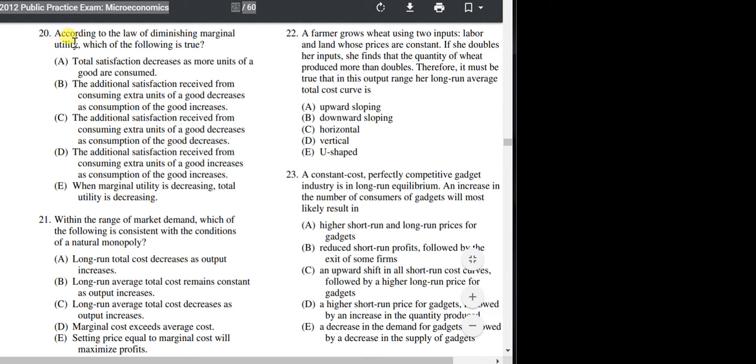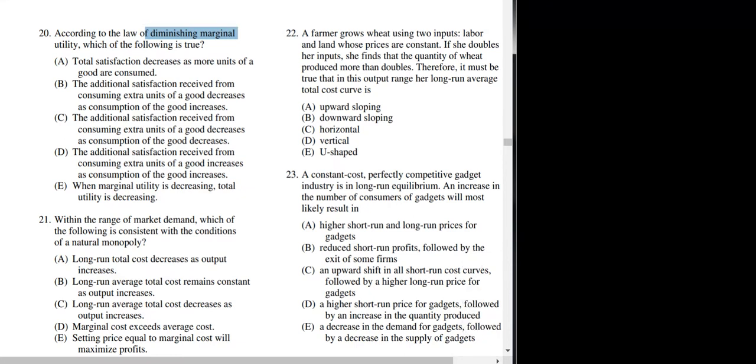All right, number 20. According to the law of diminishing marginal utility, which of the following is true? Now remember, diminishing marginal utility is the law that tells us that the first cookie is good, the 10th cookie is less good than the first one, and the 100th cookie, really, we're not too interested in the 100th cookie. It brings us very little additional enjoyment. So let's take a look at the choices.